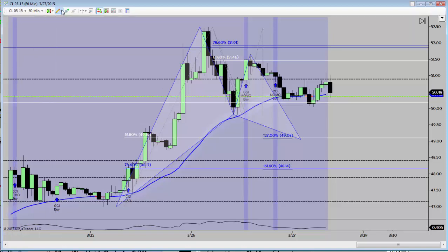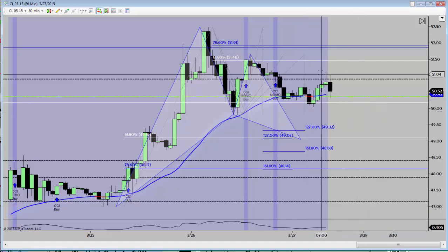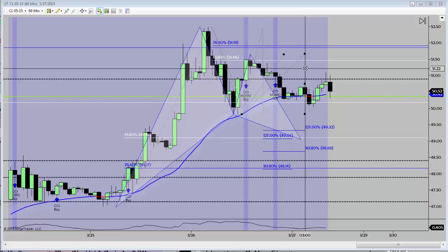All right, now let's also do an inversion here. We measured our A to B leg right here to run that 127 projection. I'm going to invert, left click at C, invert it, left click at B, pull it back up, and you'll note a point of confluence where the 1414 extension of that leg is going to come right into play around that $49 level as well.